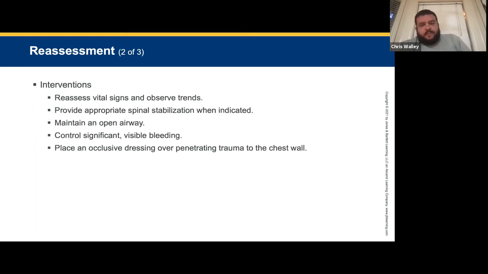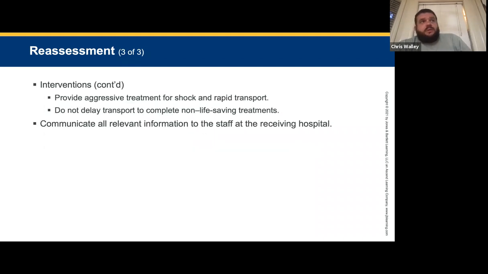Interventions: if you provide stabilization to a patient who has had blunt trauma affecting spinal injuries, reassess that. No other issues noted from the C-collar. Control significant bleeding. You should control that in the beginning because that's a life-threatening issue. And if you have the ability to put a chest seal on there, or a semi-vented dressing, which is the three-sided occlusive dressing, over the penetrating chest injury. Provide aggressive treatment for shock and transport rapidly.